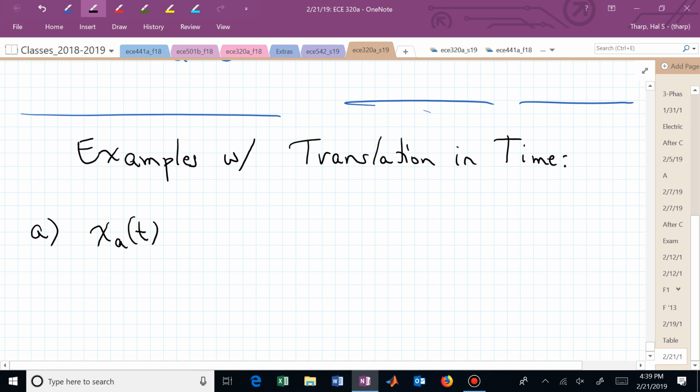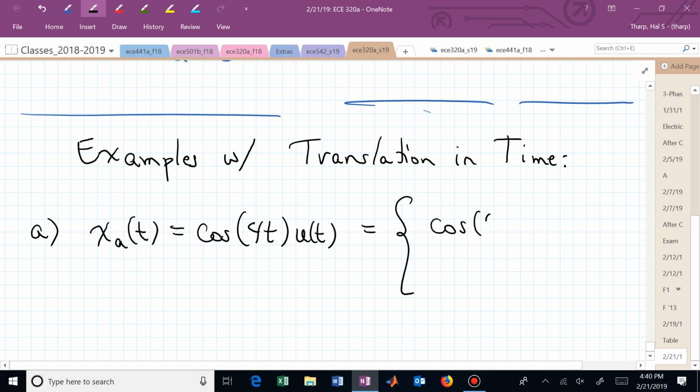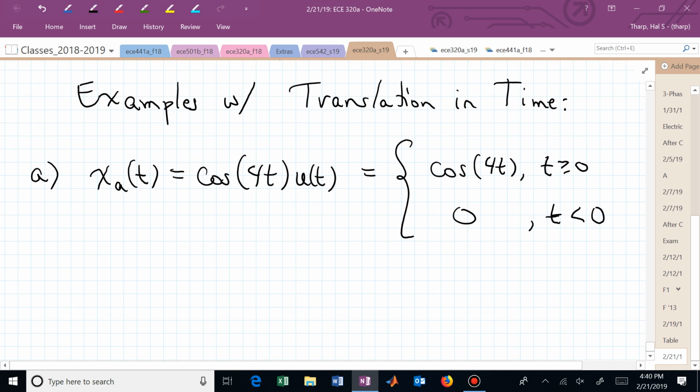Suppose we are given x sub a of t equal to cosine of 4t u of t. Another way of thinking of that is that it's cosine of 4t for t greater than or equal to 0, and it's 0 for all time less than 0. That's the way that we're using this multiplication by the switch, or the multiplication by the unit step.